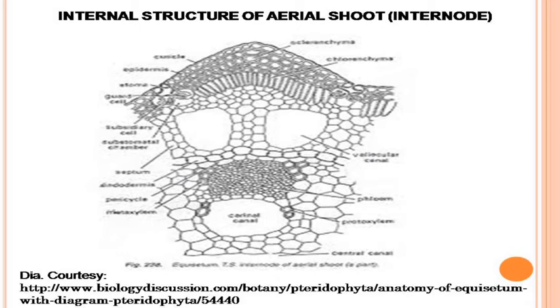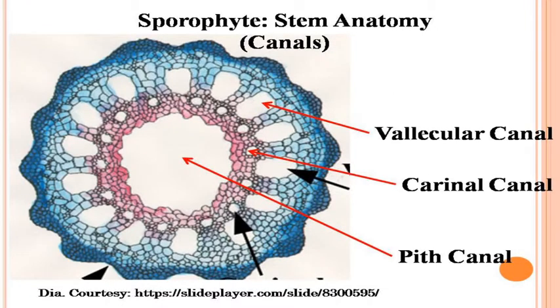Here the stele is an ectophloic siphonostele. Now what is a siphonostele? A siphonostele is a stele consisting of a core of pith surrounded by concentric layers of xylem and phloem. Here it is an ectophloic siphonostele, meaning the siphonostele in which the ring of xylem occurs around the pith and a ring of phloem outside the xylem. Here you can see all the three canals very clearly: vallecular canal, carinal canal and the pith.